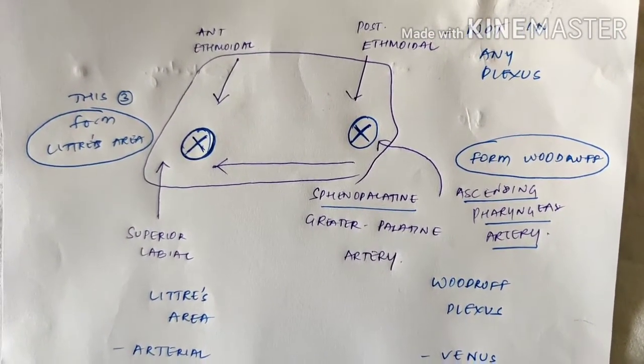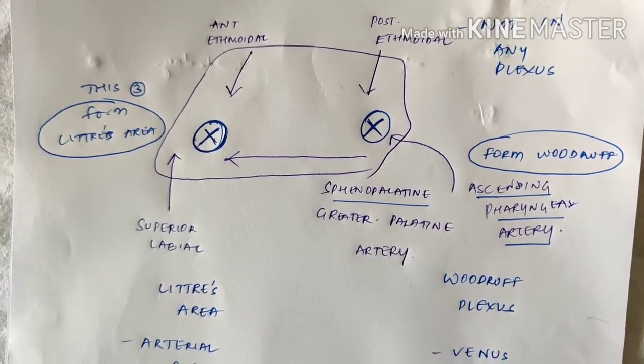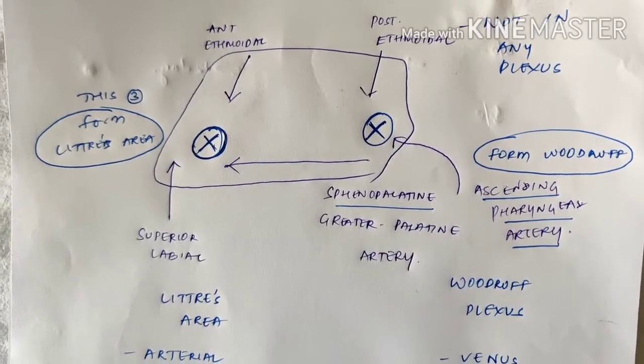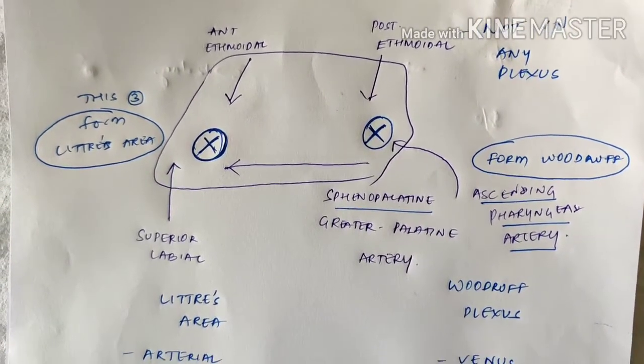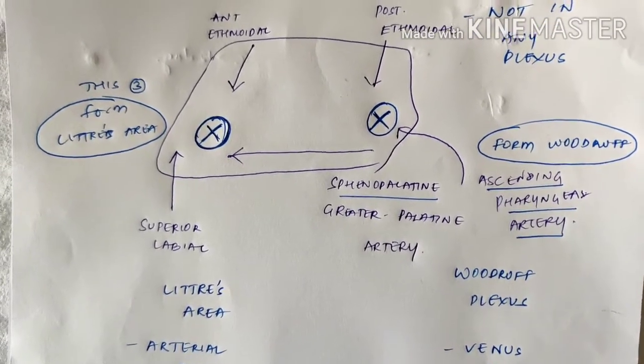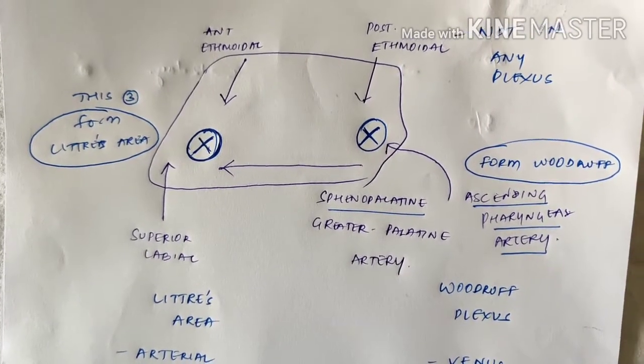First is Little's area. It's the most common site for epistaxis. It is formed by 3 arteries, not by posterior ethmoidal. Very important bit, asked in many exams. Anterior ethmoidal, superior labial and sphenopalatine form Little's area. Little's area is anterior.